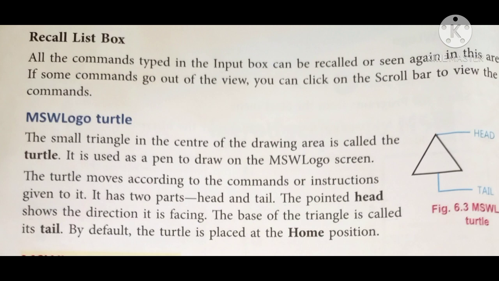By default, the turtle is placed at the home position. In short, we can say the turtle is a tool or an object or a pen which is used to draw figures, type text or perform calculations in the MSW Logo application. It has two parts, head and tail. Both the parts execute all the commands. And if the turtle is not performing any commands, then it always remains at the home position.